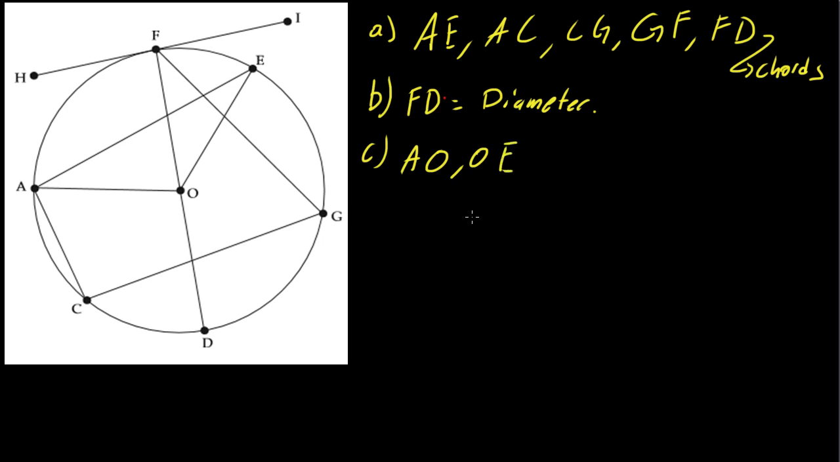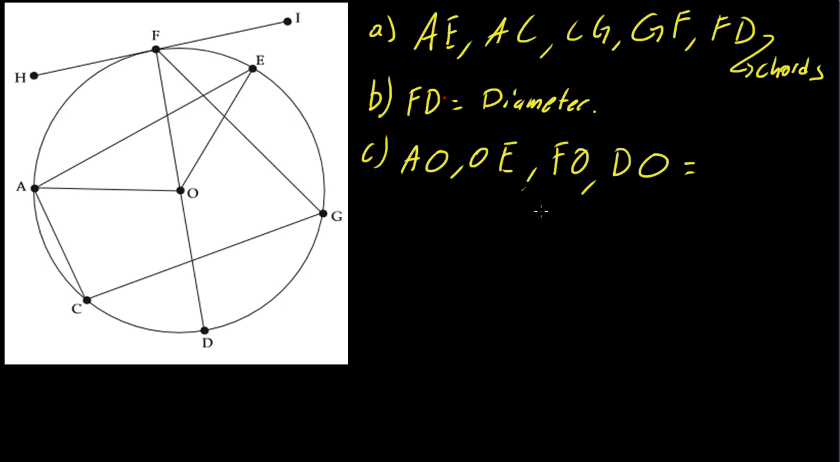Now, we could also keep on looking at this. We do have a diameter, F to D, but if we split that up and go halfway, we see that there are actually 2 radii as well. So we have FO and we have DO. You might notice that sometimes I'm putting O at the front, sometimes I'm putting the letter at the front. It actually doesn't matter. You can put it either way that you want.